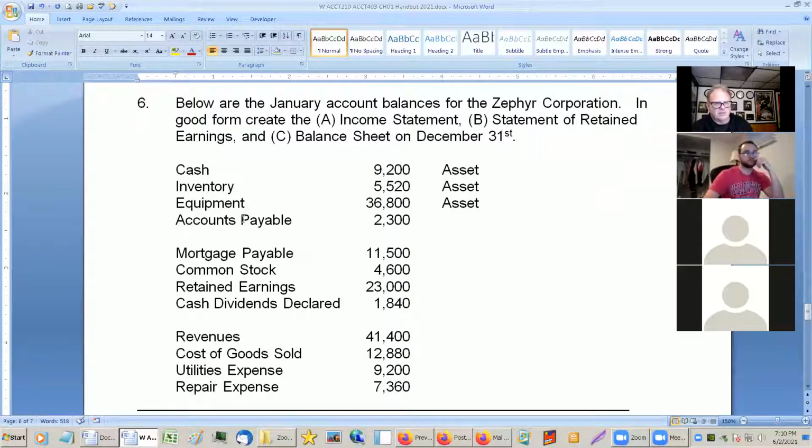Okay, now we got payables here. What kind of account are payables? Liability. Yep. And mortgage payable is the same thing as accounts payable. Basically, it's a liability. You owe it.